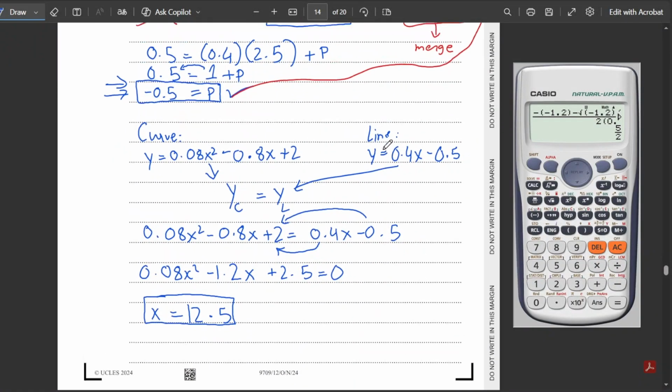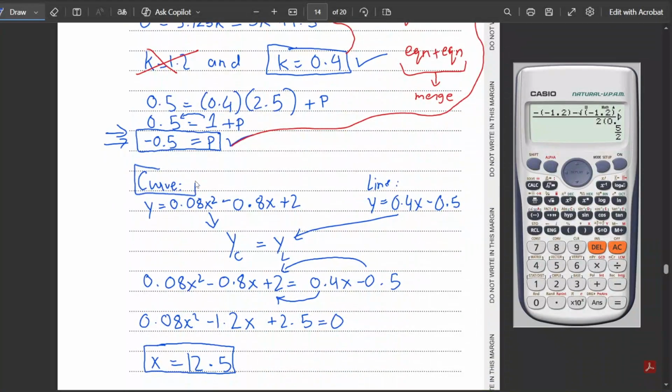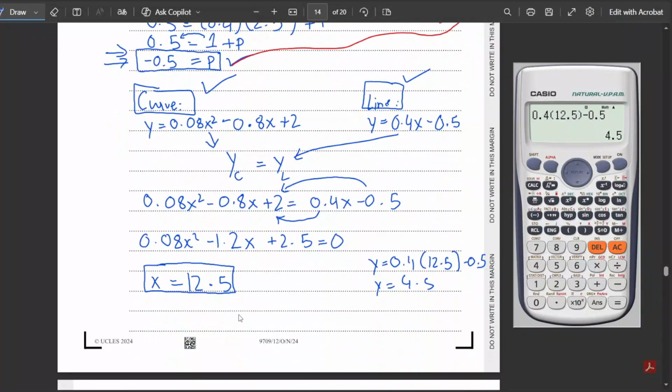Now what's going to be the y value? We can find that out by going into either the curve equation or the line equation, and you can put the x coordinate we just found into either of these equations, and it's going to give you the y value. I'm going to go with the line equation, so I'm going to do y equals 0.4 times 12.5, my x value, minus 0.5. So this is going to be 0.4 times 12.5 minus 0.5. So this right here is going to be 4.5. Y equals 4.5. Therefore, my coordinates are 12.5, comma 4.5. This right over here is my coordinates.